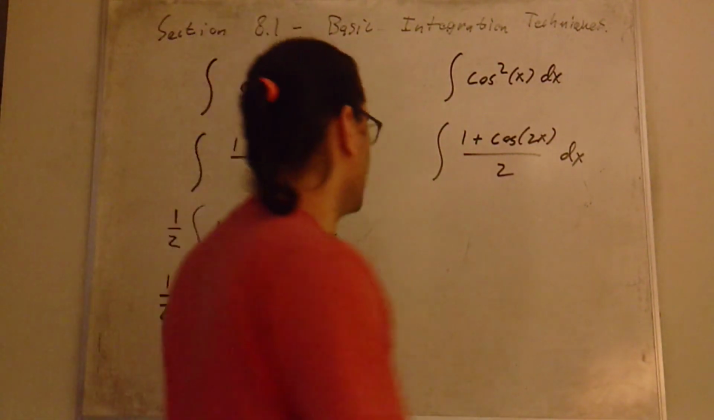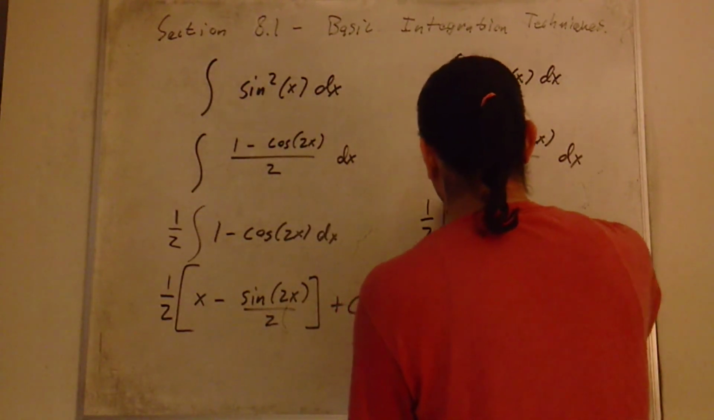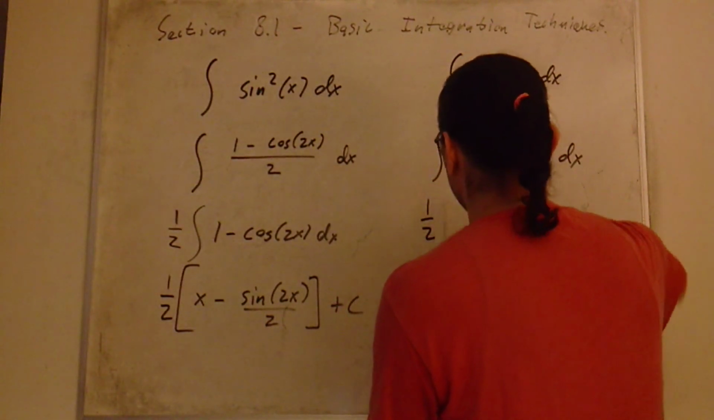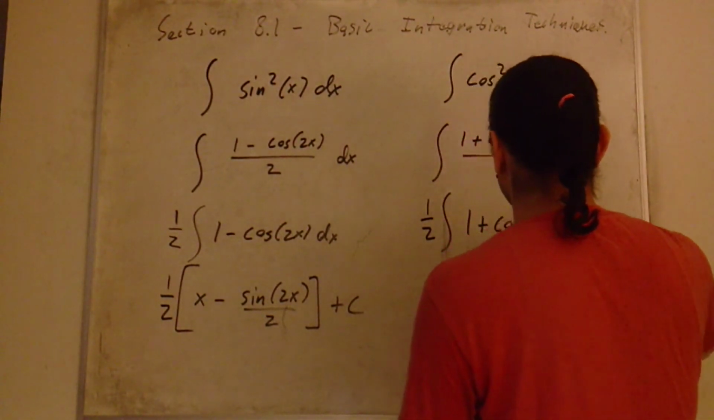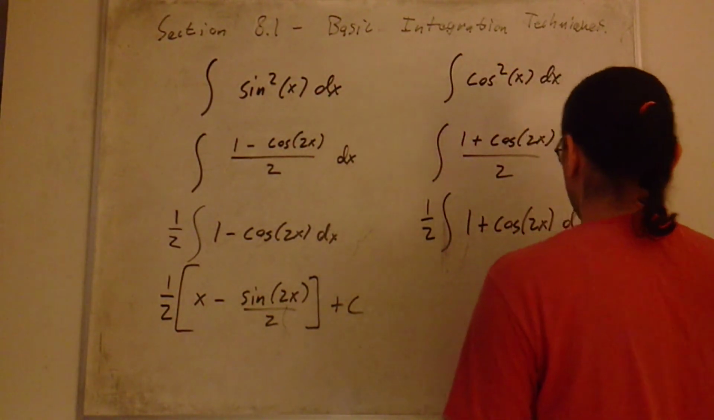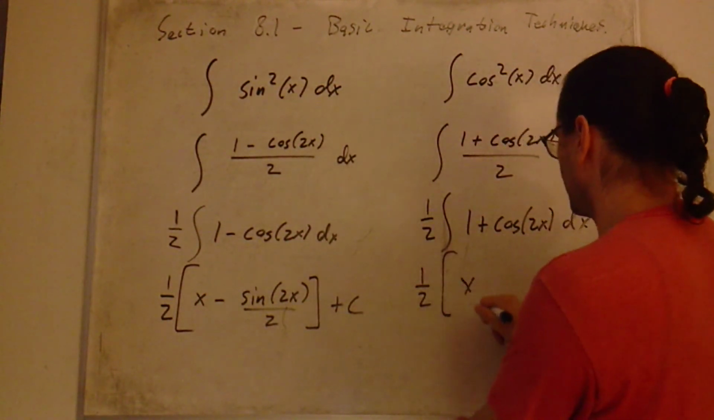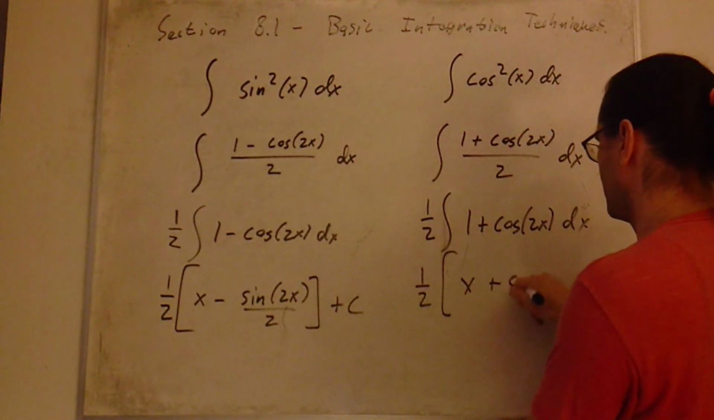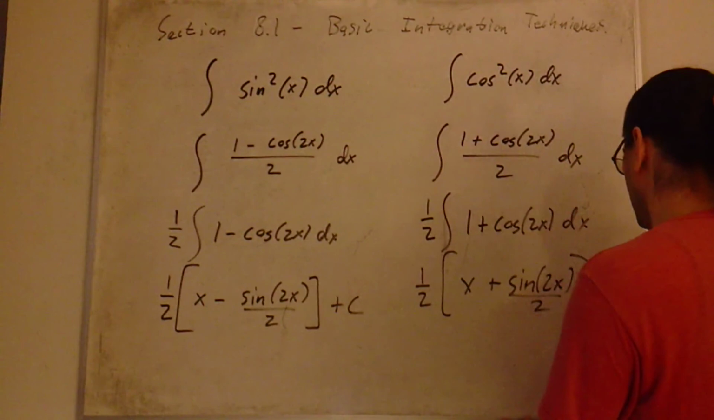And this, you can imagine, is almost exactly the same. We'll pull the 1/2 out in front so that we're integrating 1 plus the cosine of 2x dx. And then the integral is x plus the sine of 2x over 2 plus c.